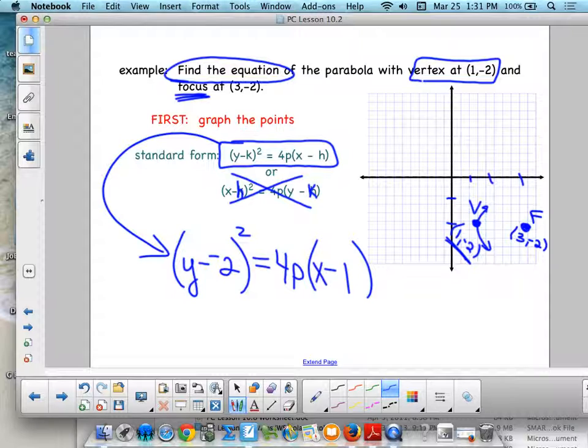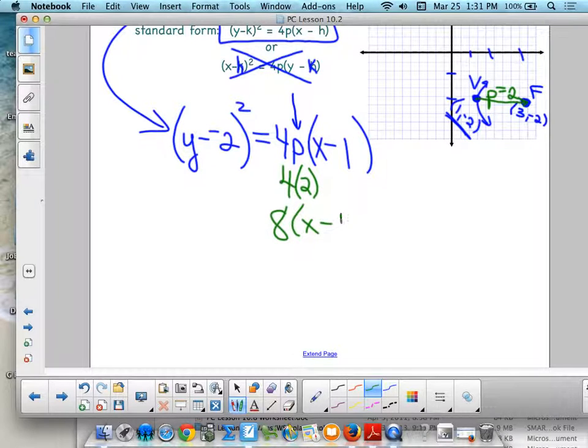The only thing I have left to do is fill in this p value right there, and I'm done. What's the p value though? From the vertex to the focus is how far? 2. So your p value is 2. Remember, start at the vertex, go to the focus. I went right, it's positive. So put a 2 here, guys, which you know is 8 times x minus 1 equals y plus 2 squared. I'm done. They told me to write the equation. I'm all done.